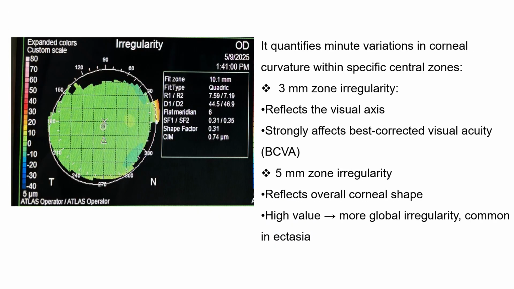Next is the irregularity map. It quantifies the minute variations in the corneal curvature within any specific central zone. If we look at the central zone, which is a 3 mm area, and there is any irregularity in this zone, it will affect the visual axis, and that will affect the best corrected visual acuity of the patient. Then we have 5 mm zone irregularity. If there is any irregularity in a 5 mm zone, then it reflects the overall corneal shape. So any high value will represent more global irregularity, more commonly seen in ectasias.